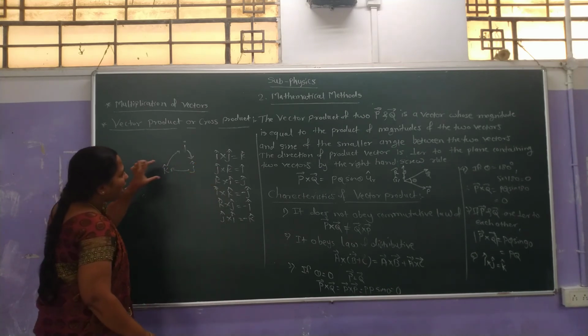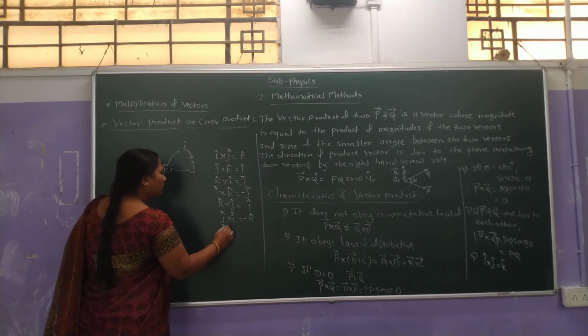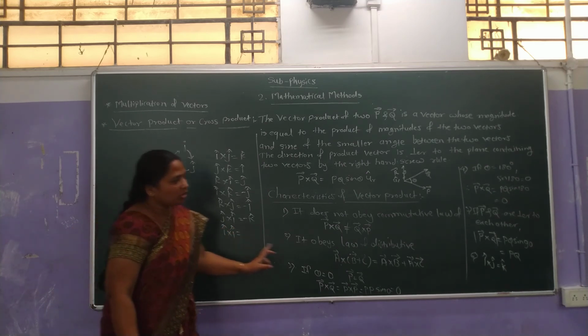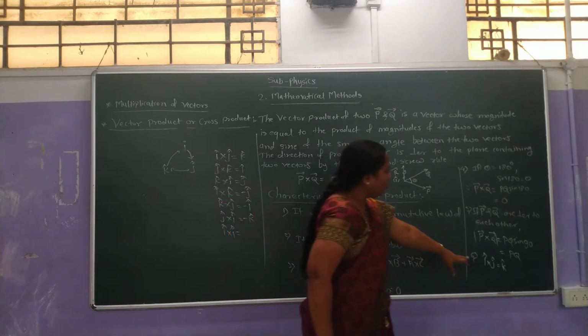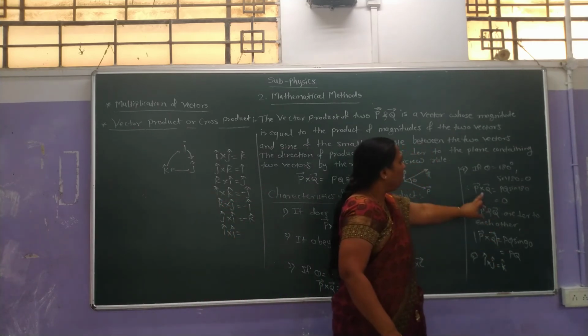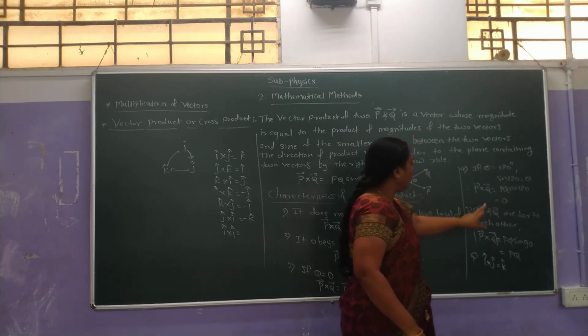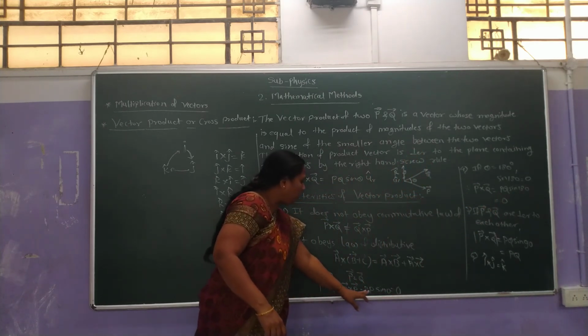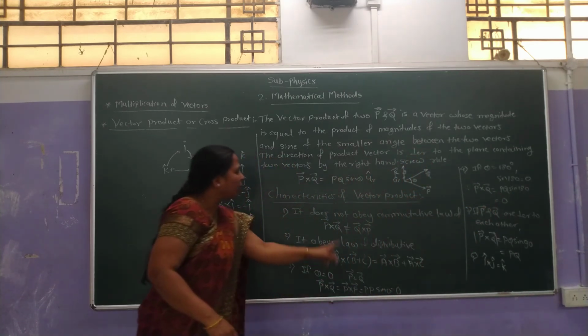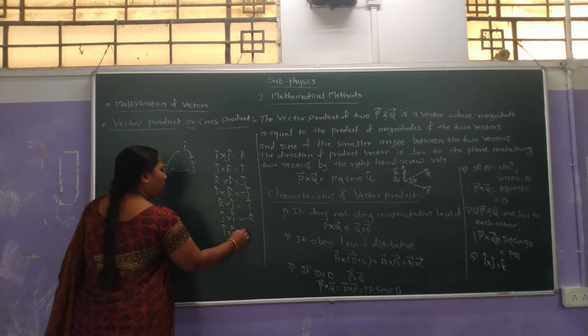And i dot i cross j is k vector. But when the p vector and q vector are similar vectors, the cross product is 0, meaning i cross i is 0, j cross j is 0.